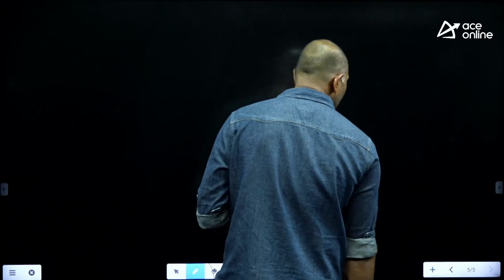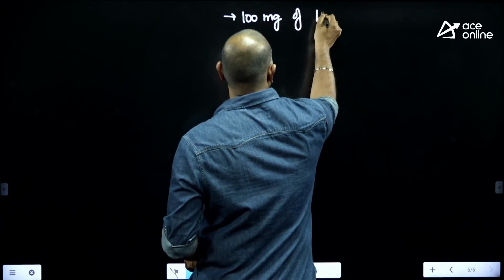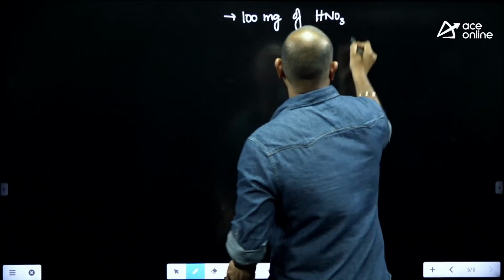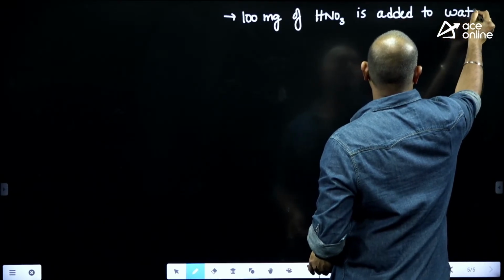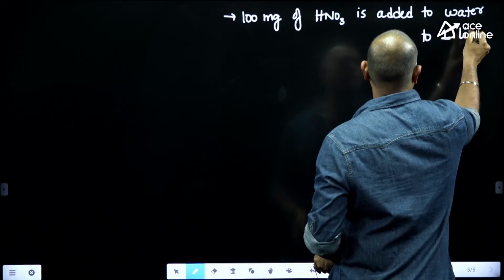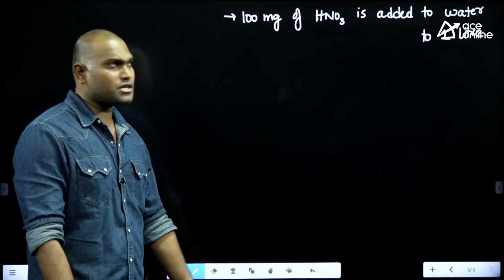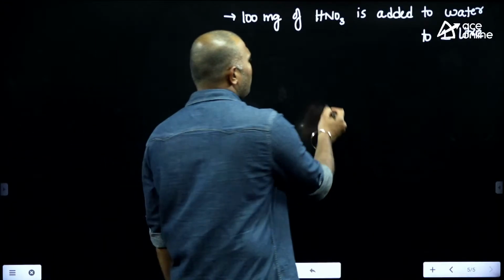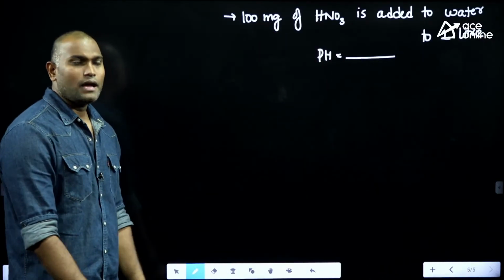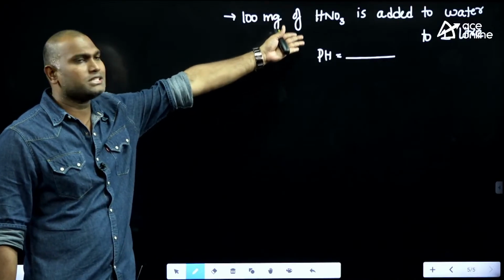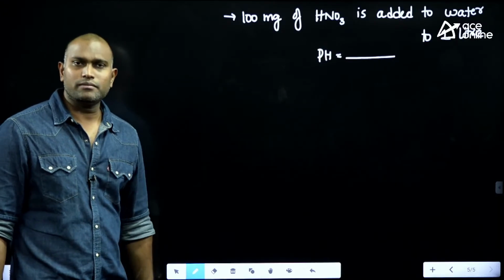One of the questions they have asked in a previous GATE is, you see, the question was: 100 mg of HNO3 is added to water to make 1 liter. Then the concentration of the HNO3 is 100 mg per liter. What they're asking is pH. What is the pH of water? 100 mg of HNO3 is added to water to make it 1 liter. Then what is the pH of water?